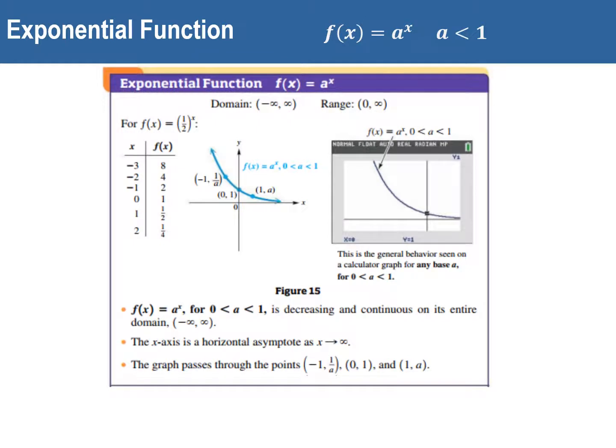If a is less than 1, then the domain is still negative infinity to infinity. The range is still 0 to infinity. It goes through the points (-1, 1/a), (0, 1), and (1, a). It also has a horizontal asymptote of y equals 0, but it is decreasing over the entire domain.